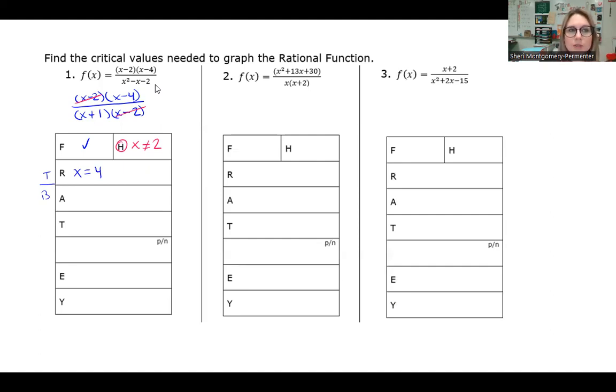For the asymptotes, we look at the bottom. The factor is x plus 1. So what can x not equal? You want to remind yourself, our asymptotes are going to be highlighted when we go to graph.